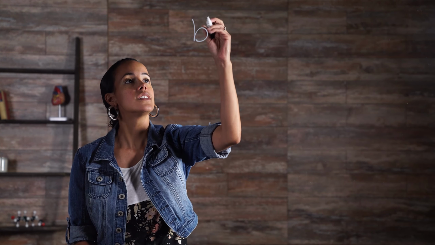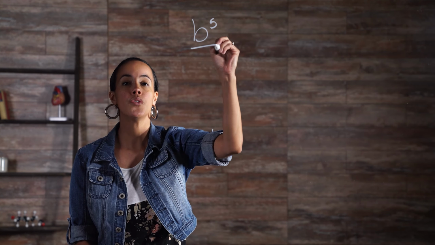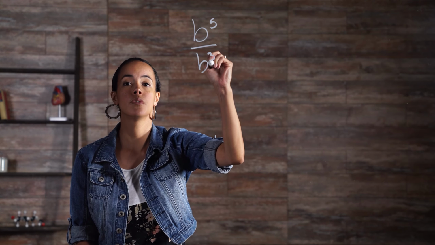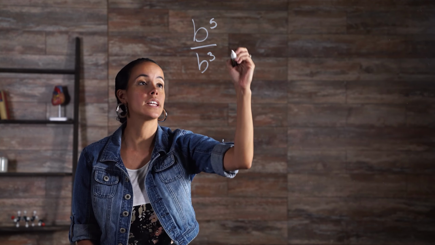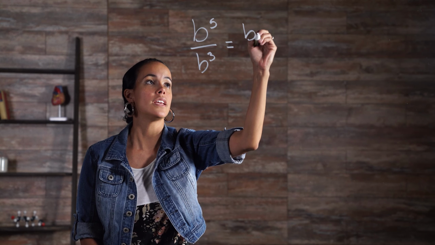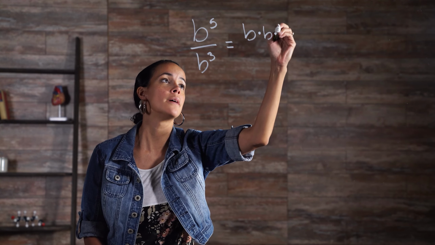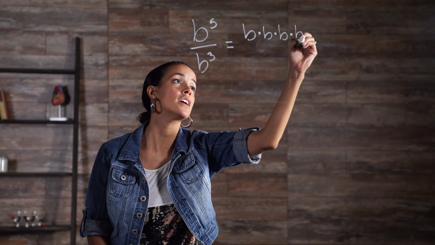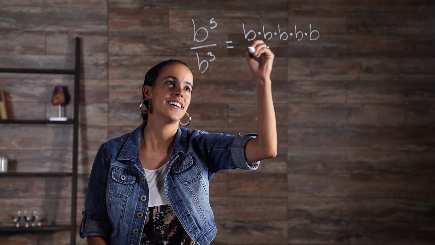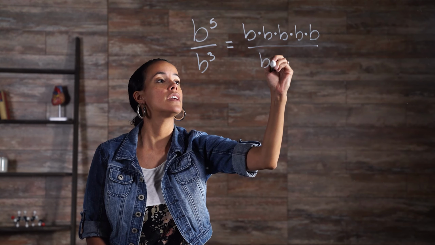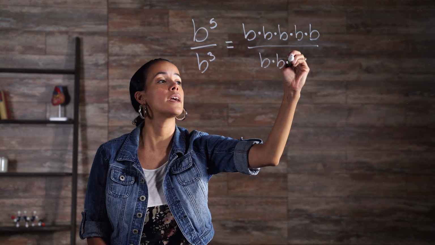The quotient of powers property also applies to powers with the same base. However, the rule requires the subtraction of exponents. Let's look at an example. b to the fifth over b cubed in expanded form would look like this. b times b times b times b times b all over b times b times b.